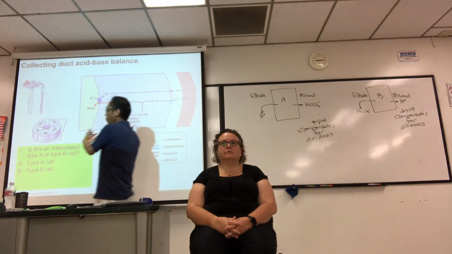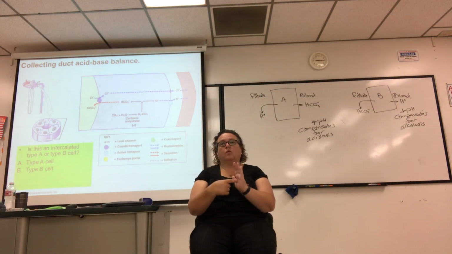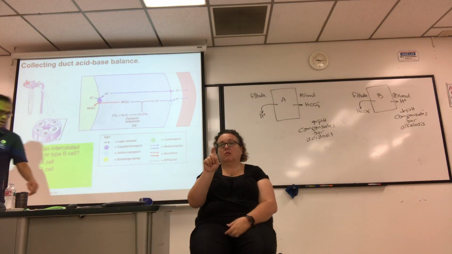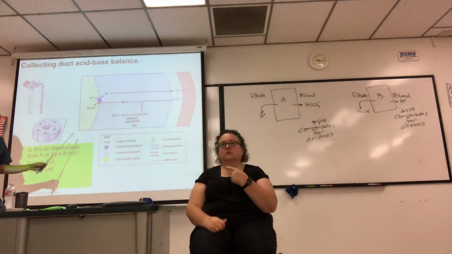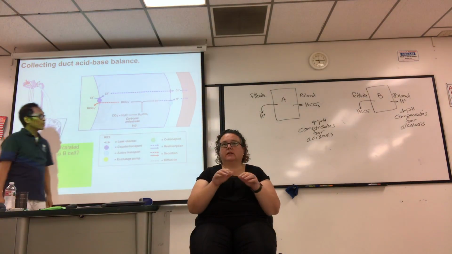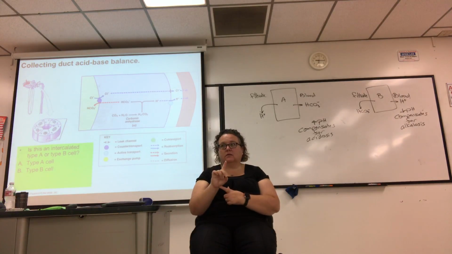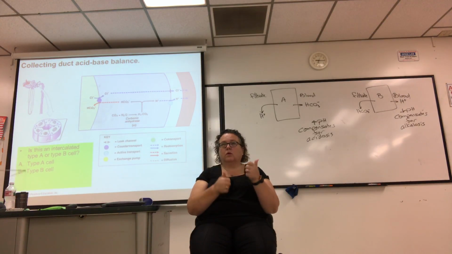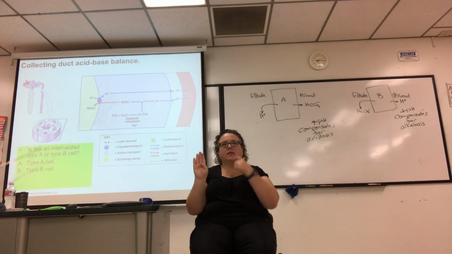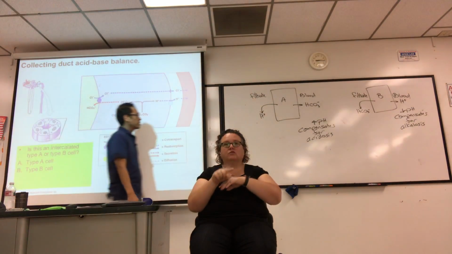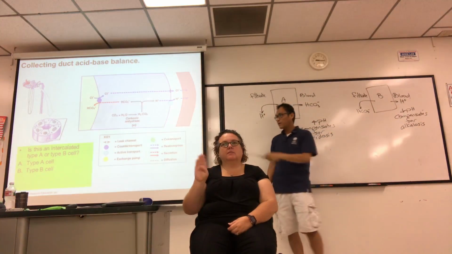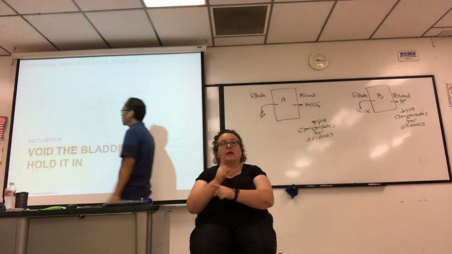So if I just show you information like this, could you tell which cell type this is, A or B? Excrete base, reabsorb the acid. Which cell type is it? Yeah, the B is the one where you excrete the base and reabsorb the acid. So on this question, the correct answer is B.